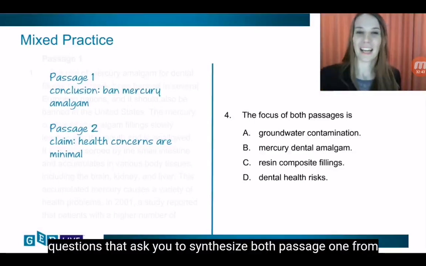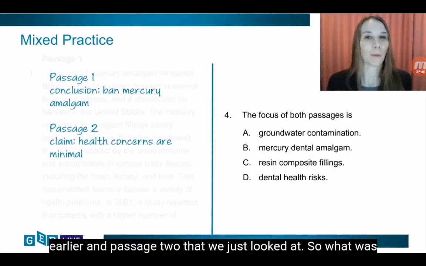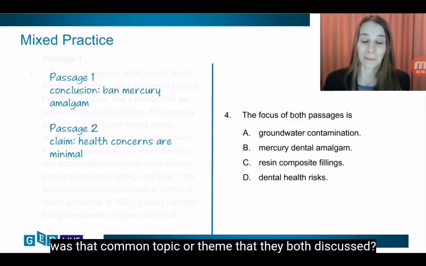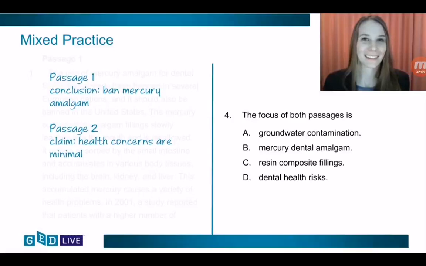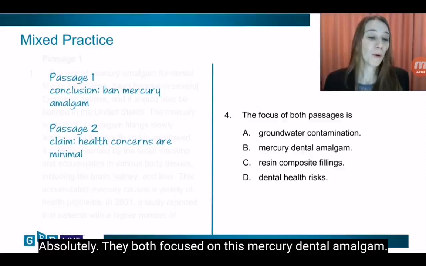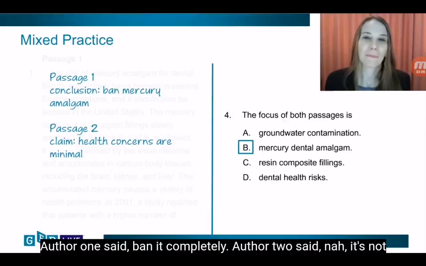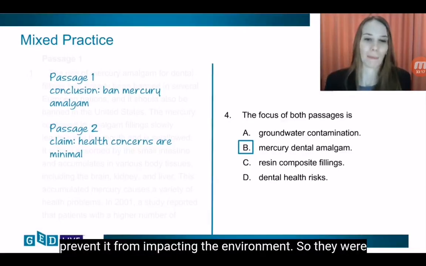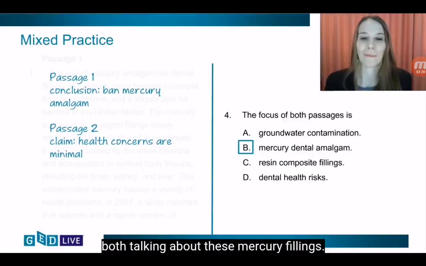Now let's look at those questions that ask you to synthesize both passage 1 from earlier and passage 2 that we just looked at. What was the focus of both passages? Well, what did both of these have in common? What was that common topic or theme that they both discussed? Absolutely, they both focused on this mercury dental amalgam. Author 1 said ban it completely. Author 2 said it's not really a problem, but you should definitely find ways to prevent it from impacting the environment. So they were both talking about these mercury fillings.